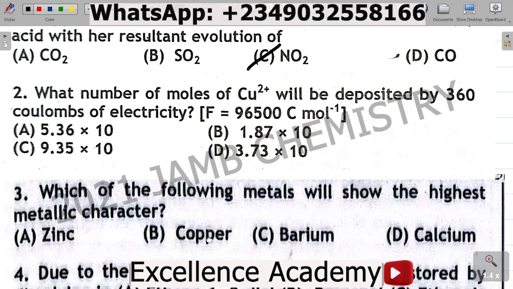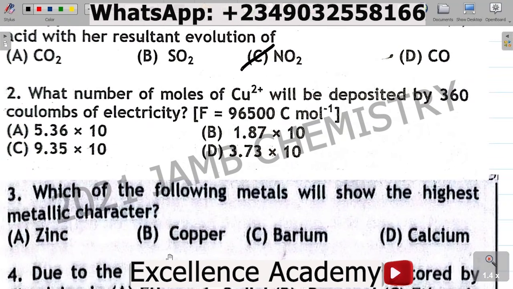1.7 times 10 to the power minus 1, 87 times 10 to the power minus 3. That should be this one here, but it didn't put minus 3. So the correct answer here is option B.